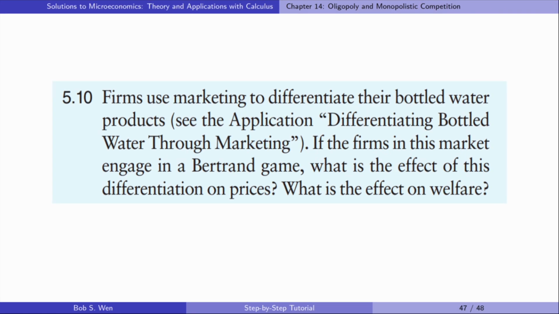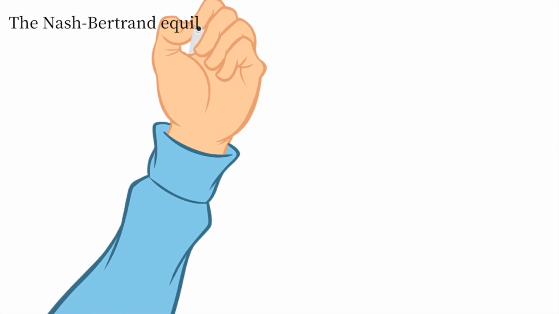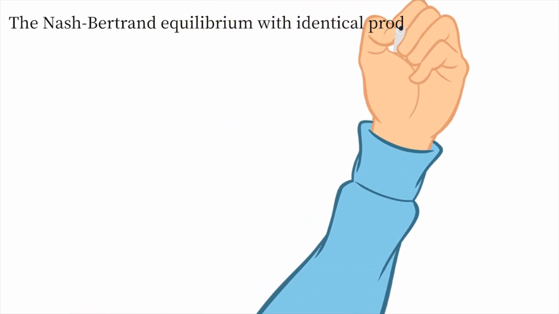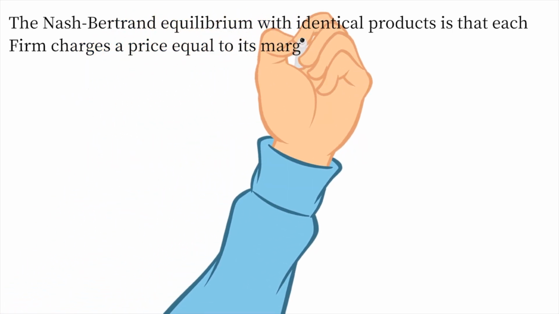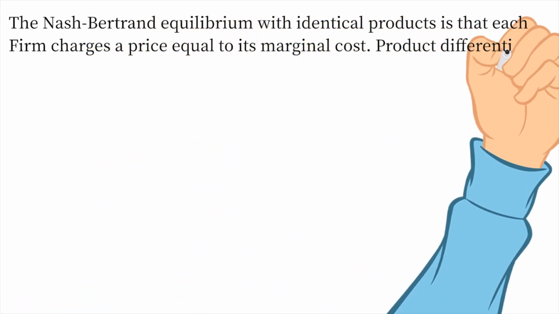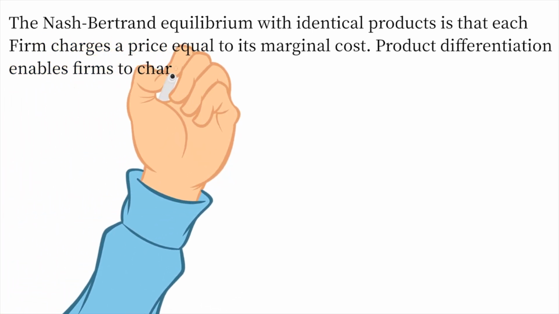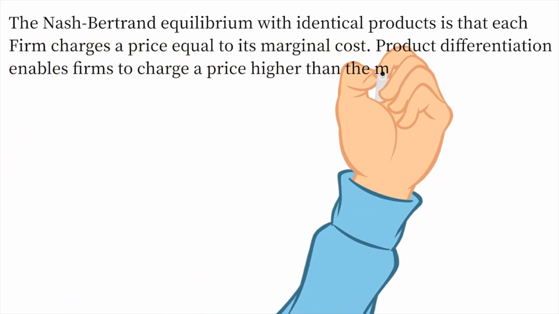Let's solve exercise 5.10. Firms use marketing to differentiate their bottled water products. If the firms in this market engage in a Bertrand game, what is the effect of this differentiation on prices? What is the effect on welfare? The Nash-Bertrand equilibrium with identical products is that each firm charges a price equal to their marginal cost. Product differentiation enables firms to charge a price higher than the marginal cost.